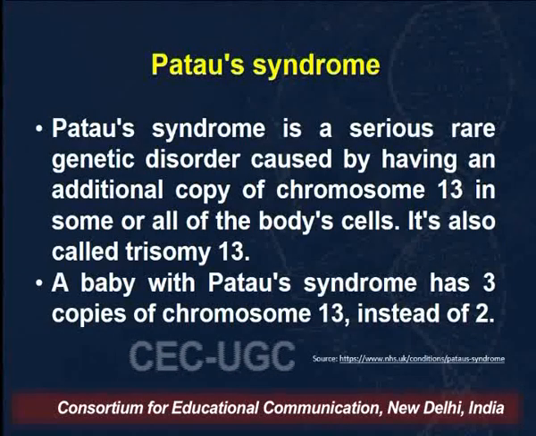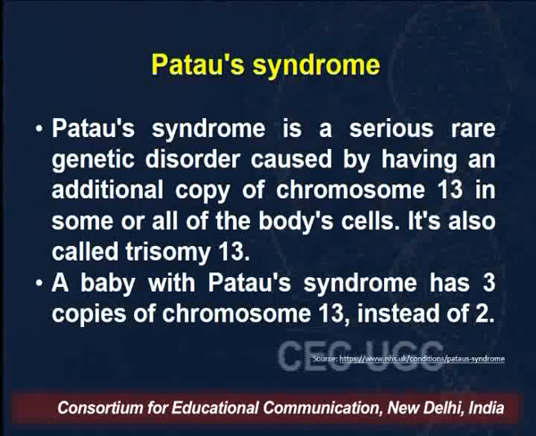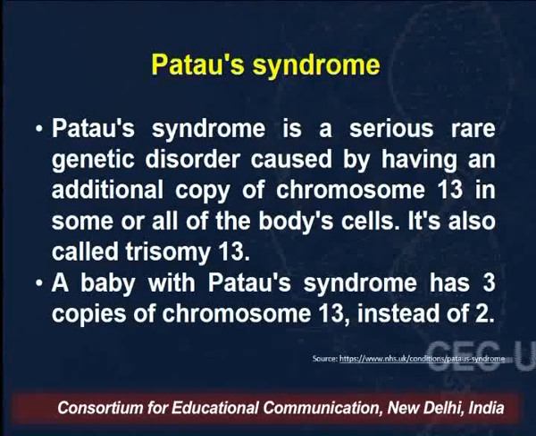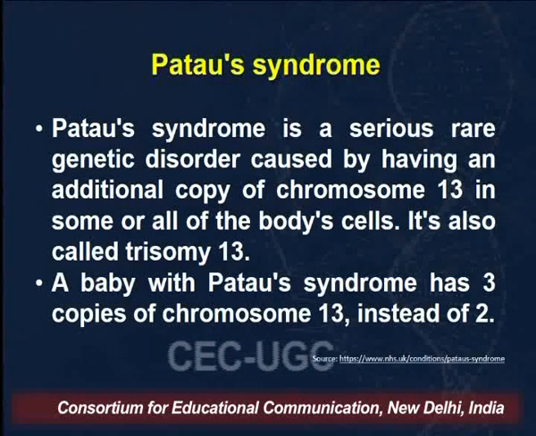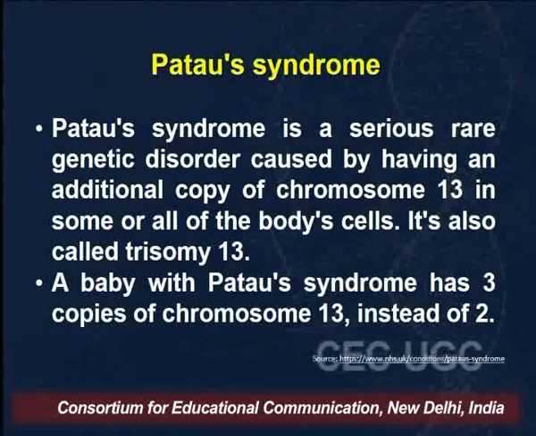Now one of the first syndromes we will discuss is called Patau syndrome. This is a very serious rare genetic disorder, where there is an additional copy of chromosome 13. So many a time it is referred to as trisomy 13. A baby with Patau syndrome has 3 copies of chromosome 13 instead of 2.